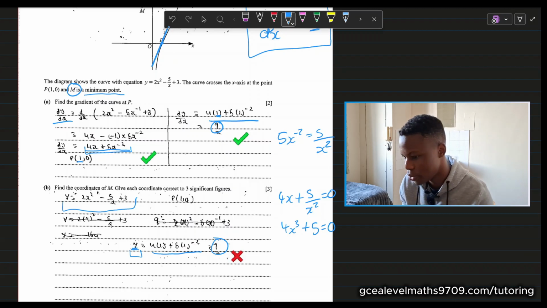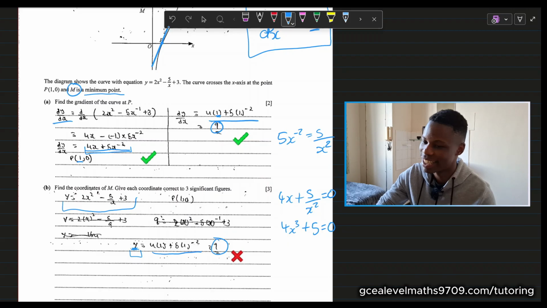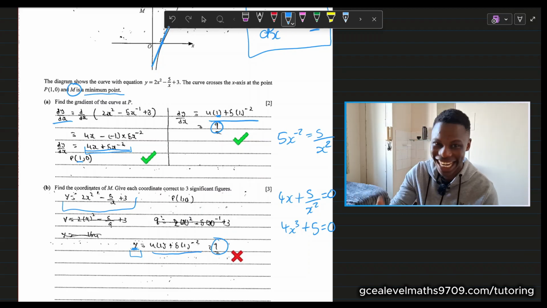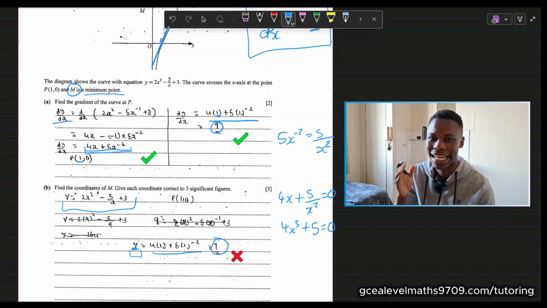So what you were supposed to do here instead was to use your dy dx like I explained here. Dy dx is 0. First thing, minimum point dy dx is 0. I don't care what you do from there onwards, but just write that dy dx is 0. It will eventually make sense. You have to use that some way, somehow.